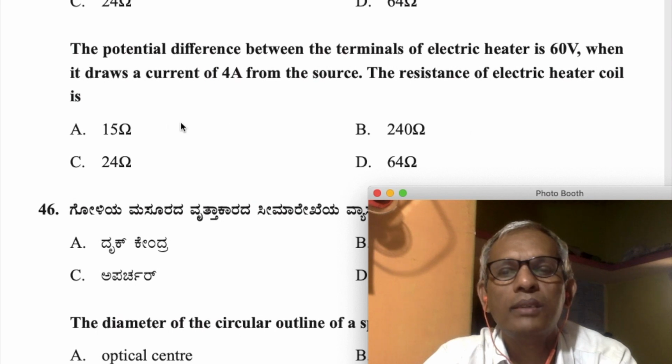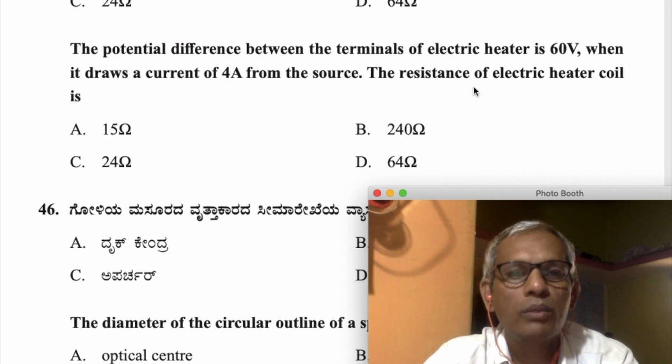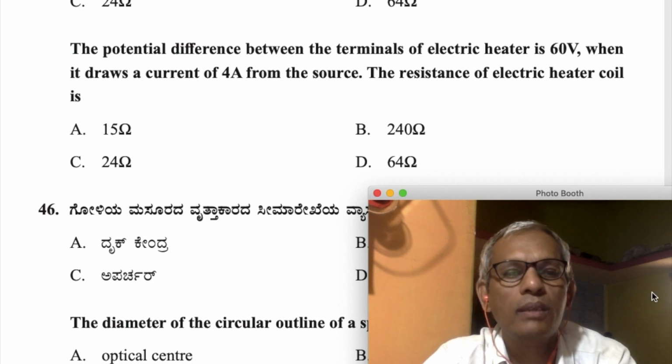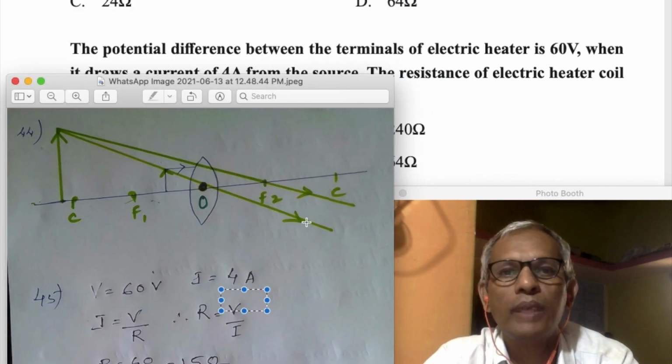So what is the resistance? 4 options they have given. A is 15 ohm, B is 240 ohm, C is 24 ohm, D is 64 ohm. So here we have to apply Ohm's law. What does Ohm's law tell? It tells that the current flowing through a conductor is directly proportional to the applied voltage and inversely proportional to the resistance of the conductor. So I is proportional to V by R. Now we have to find R.